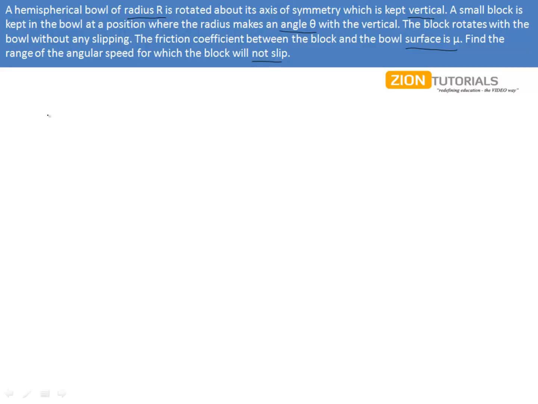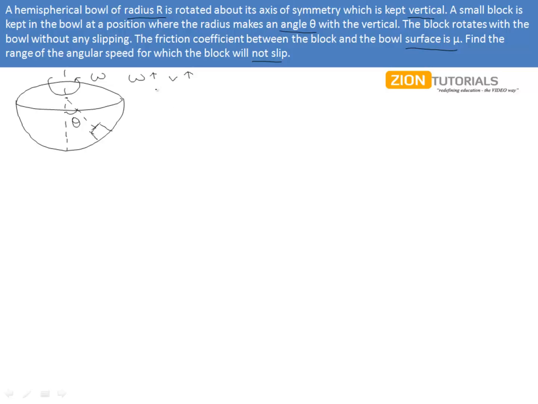So let us first understand this problem, in which we have a bowl like this of radius capital R, which is moving with an angular velocity or angular speed of omega, and we have a block whose radius is making an angle theta with the vertical. Now, if this omega of the block is going to increase, then its velocity is going to increase.